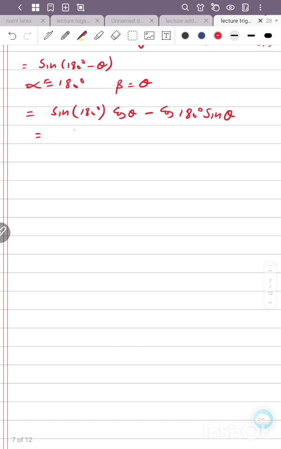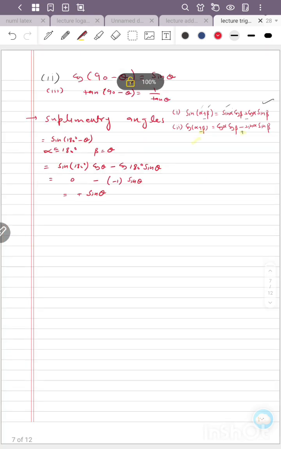Now sine 180 is 0, so that term will also be 0. Minus cos 180, it's minus 1, and sine theta, in similar fashion, minus 1 times minus, plus 1 sine theta. So we got our first answer.